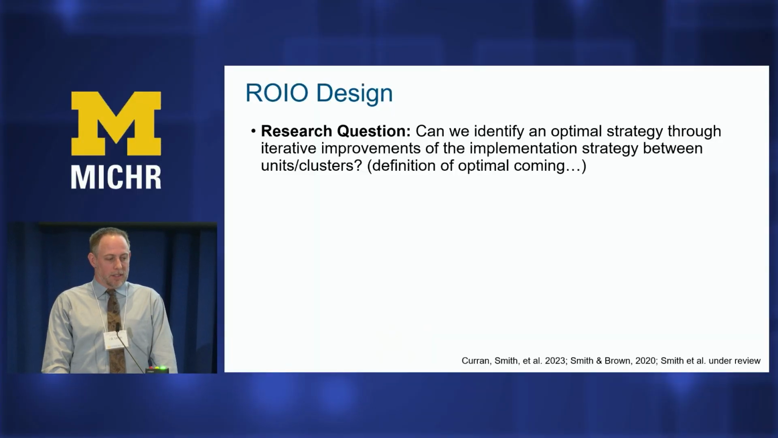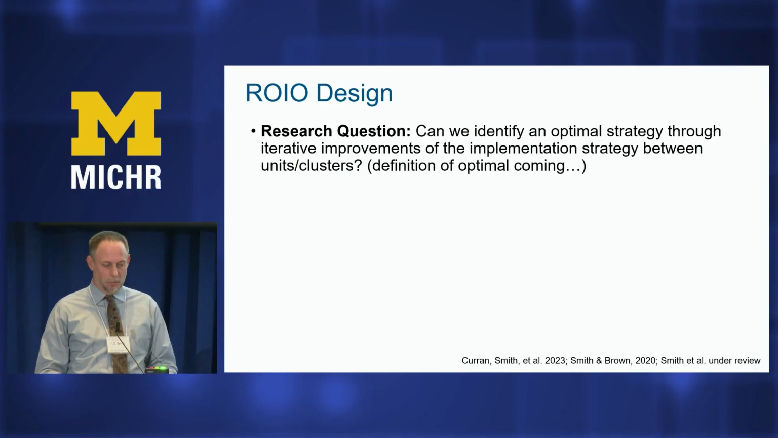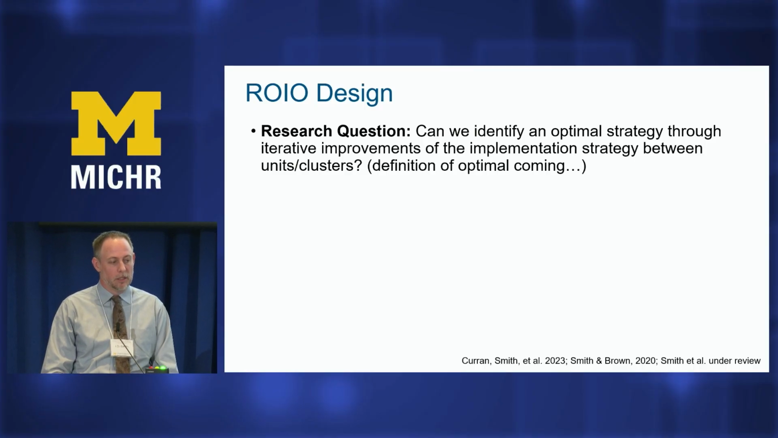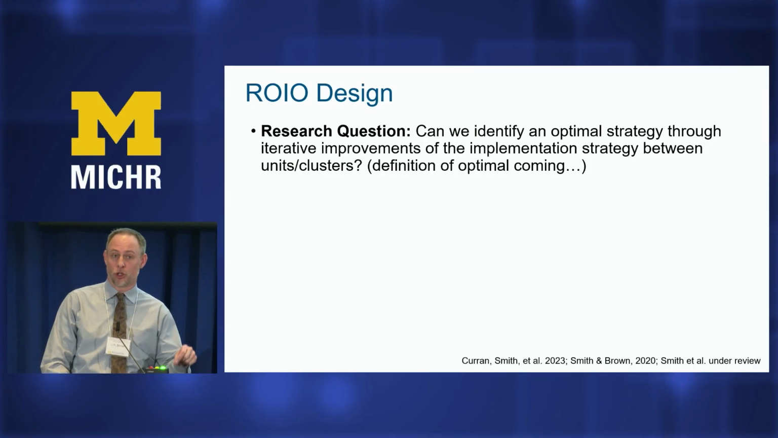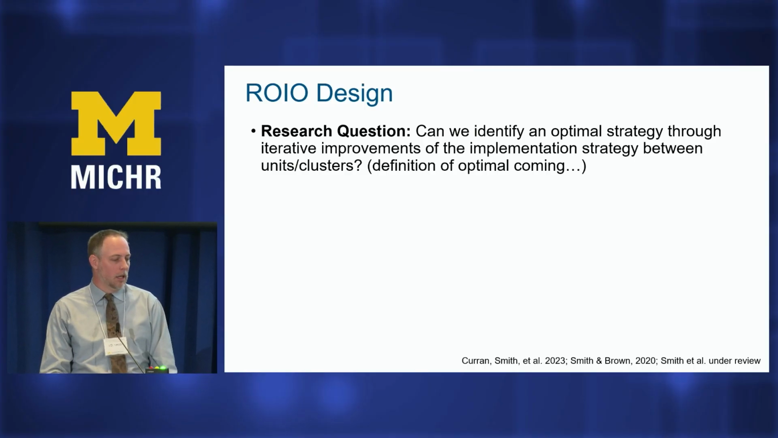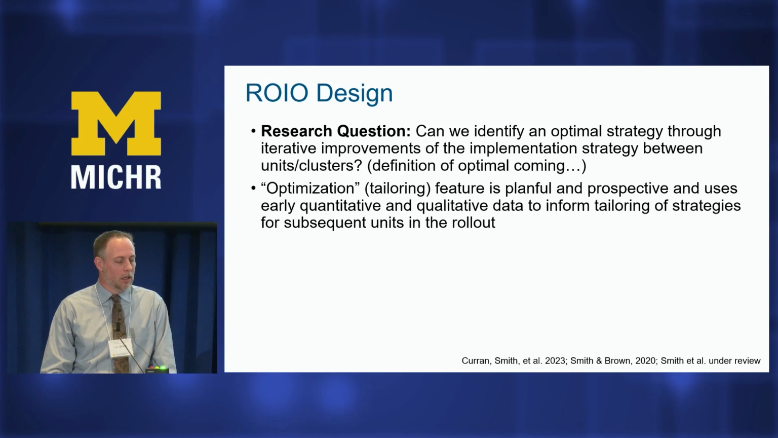So in a Royo design, there's a couple of different research questions you can answer, but generally speaking, the main research question is: can we identify an optimal strategy through iterative improvements of our implementation strategy between units and clusters? And I will define what optimal means, and you can have a different definition. That is actually one of the things you have to do with a Royo: tell us how you're determining what optimal means, and I'll give you what I typically do.